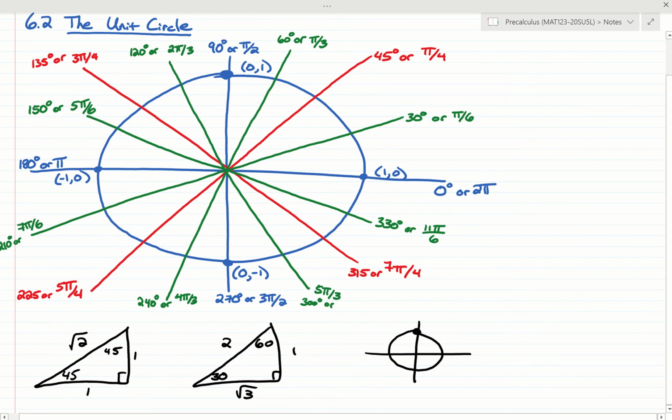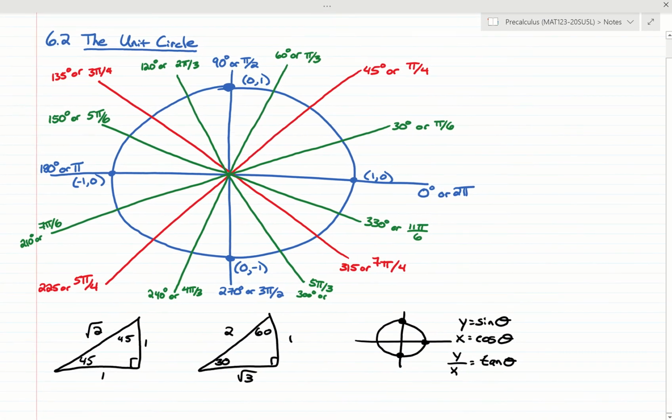So remember, along our unit circle, we said that y was equal to the sine of that angle, x was equal to the cosine of that angle, and y over x was equal to the tangent of that angle. So what we're going to do is we'll go through each of these angles and we will label what the coordinates would be. The x value is going to be the cosine and the y value is going to be the sine.